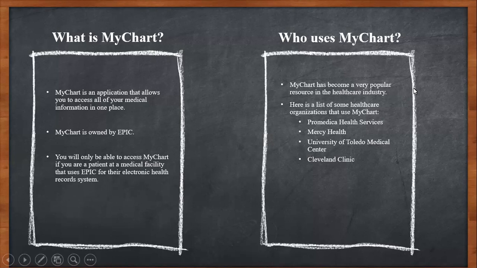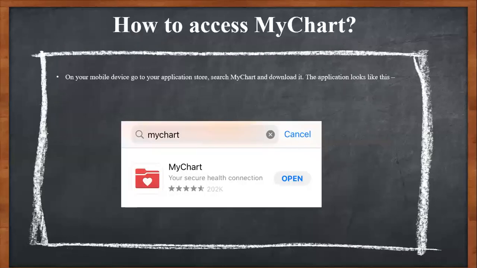So who is able to use MyChart? MyChart is very popular in the healthcare industry right now. Some organizations that use MyChart are ProMedica Health Services, Mercy Health, the University of Toledo Medical Center, and the Cleveland Clinic. So if you're a patient at any of these facilities, you should be able to have access to MyChart to view your information online.